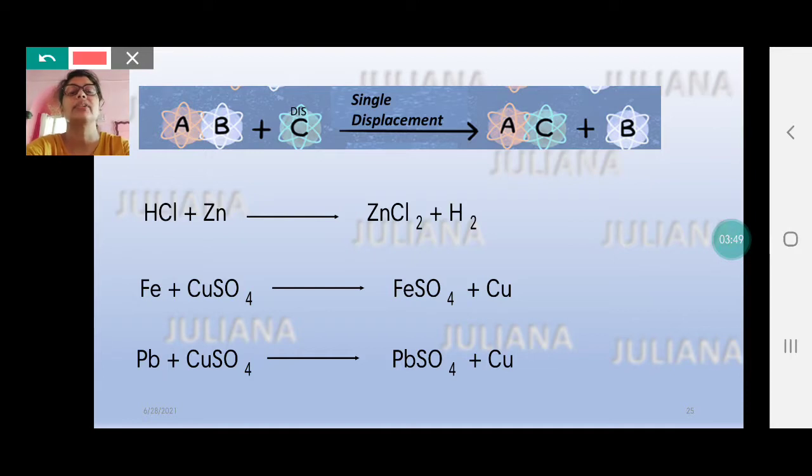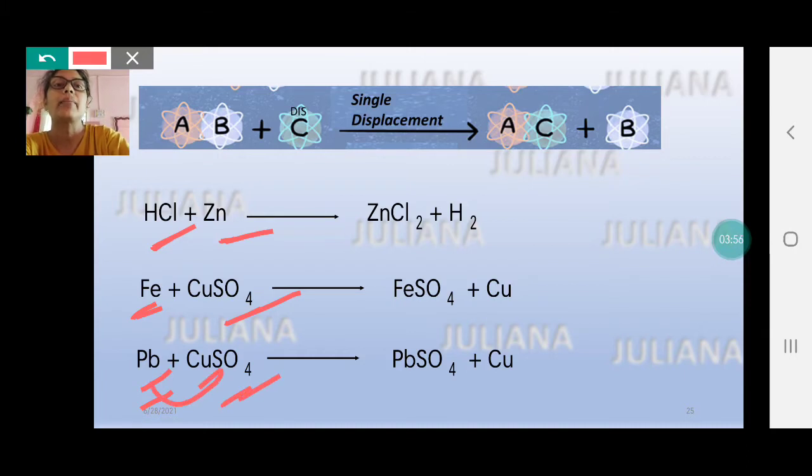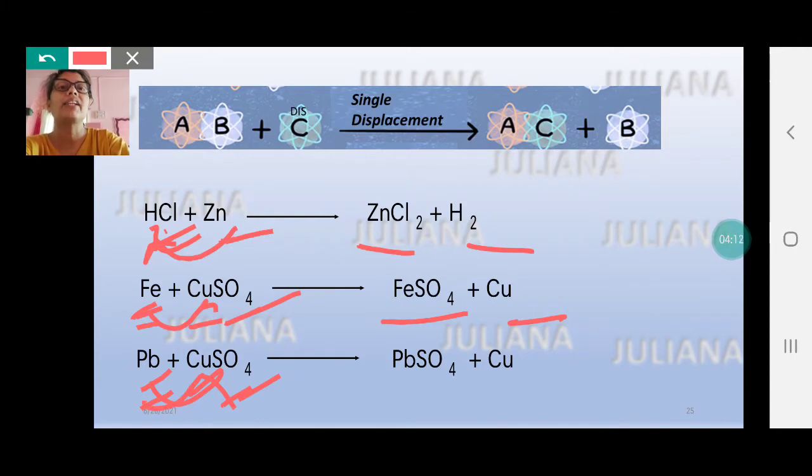Single displacement, as I told you, we can also just call displacement. One is an element, one is a compound. The element displaces the other element and takes its place. That's as simple as that. So zinc will displace hydrogen and you get ZnCl2 and hydrogen. Then iron will displace copper, so you get FeSO4 and copper. Then lead will displace copper, so you get PbSO4 and copper. These are examples of single displacement because there is one element and one compound.